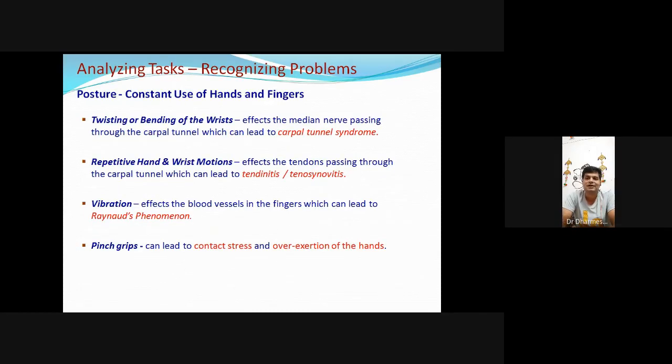These are some analyzing problems. Considering the posture and the constant use of hands and fingers, twisting and bending of the wrist can put pressure on the median nerve passing through the carpal tunnel, which can lead to carpal tunnel syndrome. Then repetitive hand and wrist motion may lead to tendinitis.